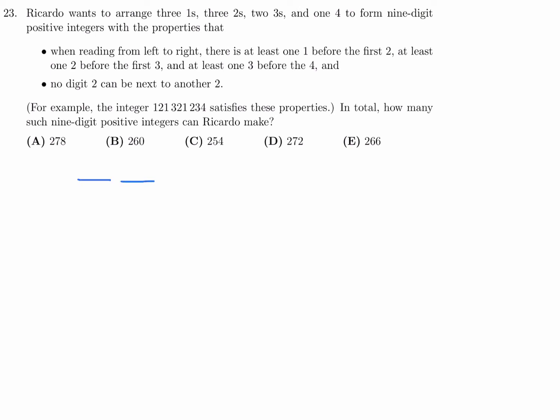We have 1, 2, 3, 4, 5, 6, 7, 8, 9 digits. And they are 1, 1, 1, 2, 2, 2, 3, 3, and a 4. So we have to place them according to these rules.